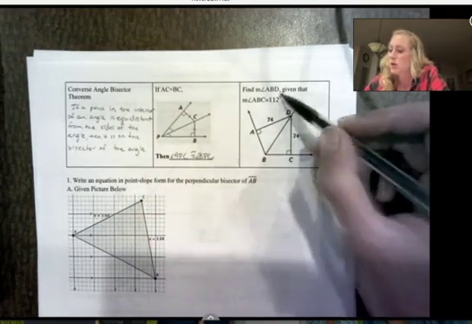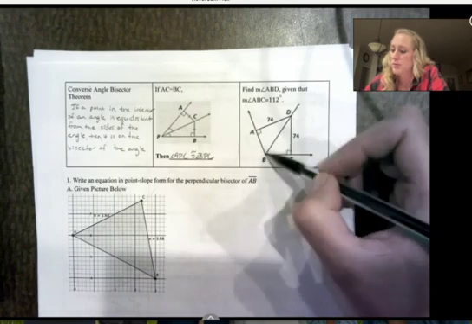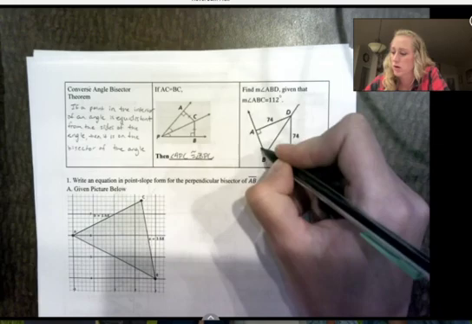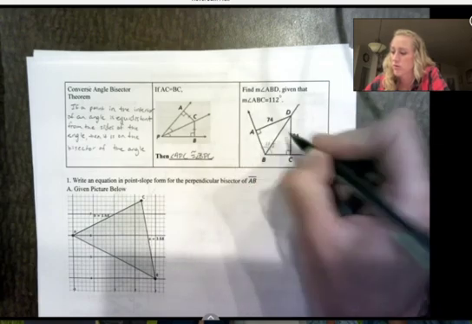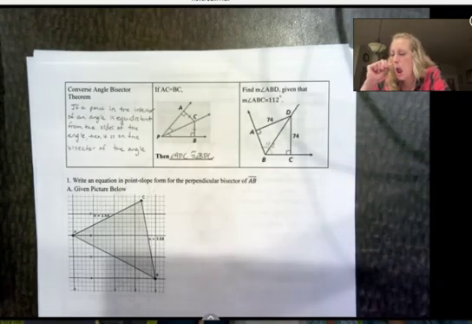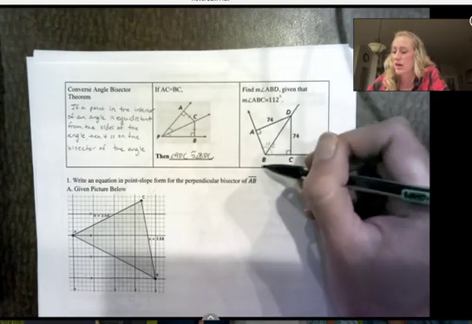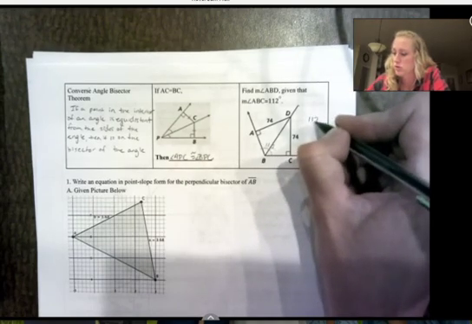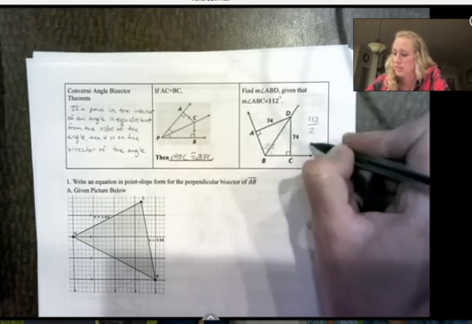Okay, so they're telling me to find the measure of angle ABD given that ABC is 112. So this whole thing is 112. Well, because these distances are the same, then I know that D is on the angle bisector. So to find ABD, I just have to do 112 divided by 2, which is 56.